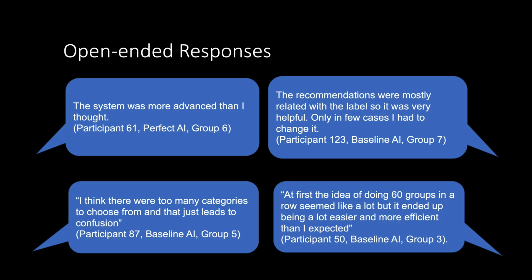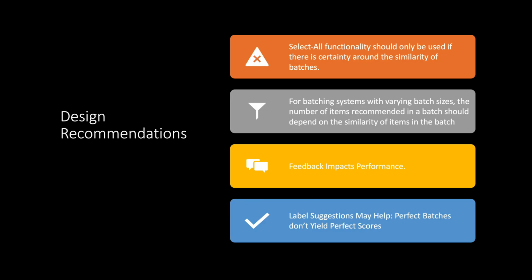Based on our findings, we can provide some design recommendations. First, select all functionality should only be used if there's certainty around the similarity of the batches. In fact, if the 4 items in a batch should not be assigned the same label, it requires more clicks to go through and deselect the items if they've been pre-selected all. So that should only be happening if there's certainty around the quality of the batch.